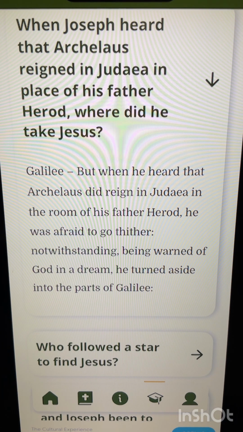But when he heard Archelaus did reign in Judea, in the room of his father Herod, he was afraid to go thither.